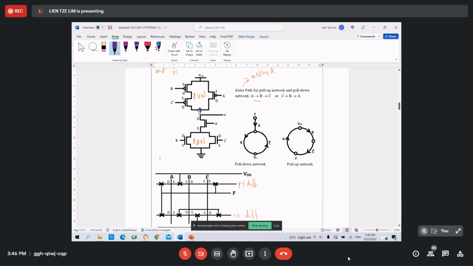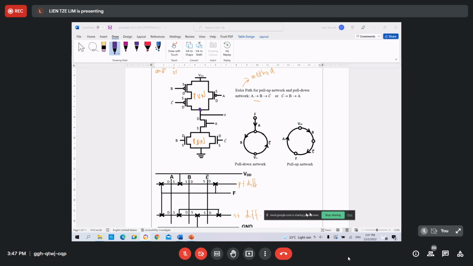So at this point, both are connected to the output F. So these are the connections to output F. The output here is F. You need to make sure that the output label is according to the output in the schematic.